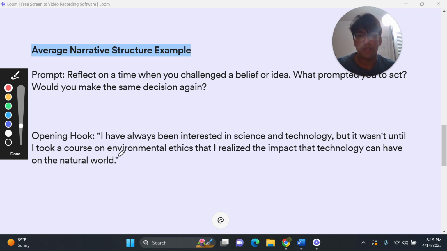And how to improve this is maybe they can explain exactly what they got interested in. I kind of see that they're going to lead into technology and the natural world, but I don't really know what belief or idea they're going to write about. But again, this is not a bad opening hook. I think there's a lot of potential for this essay, and I'm intrigued to know where it goes.